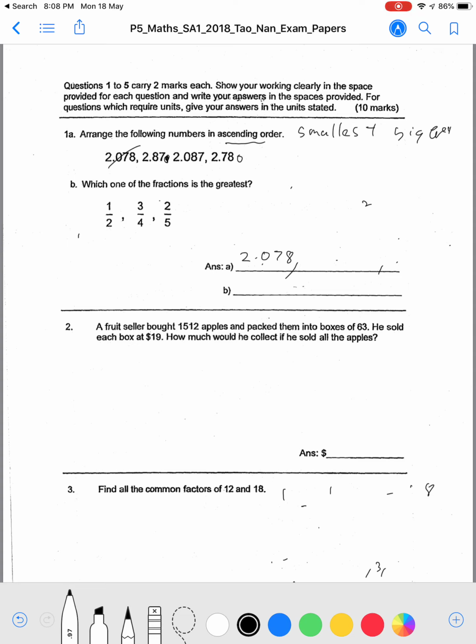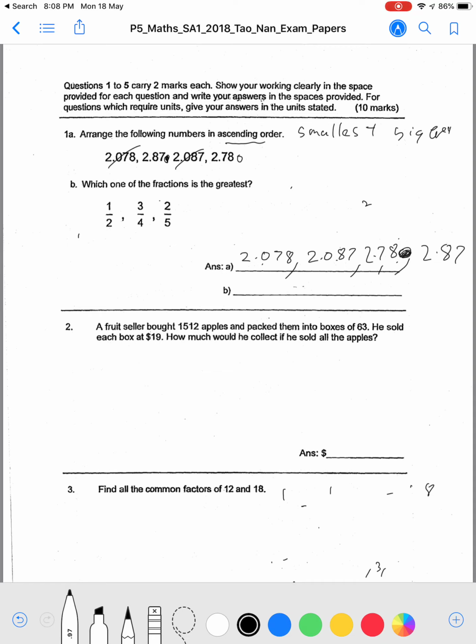Then the second smallest is 2.087. So 2.780 and 2.870, who is smaller? Should be 2.780. Then the last one is 2.87, but the 0 is not there because it's original dot there. If you put the 0 down, you will get your marks deducted.